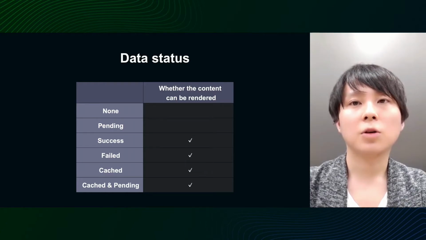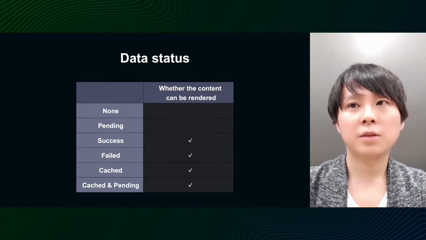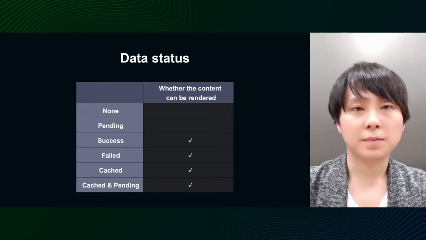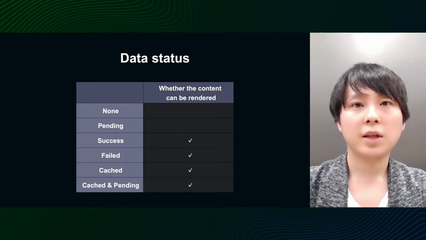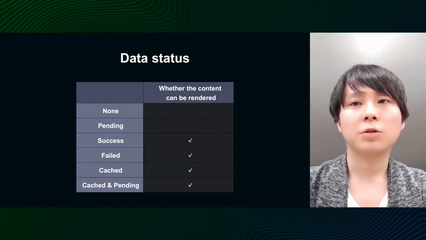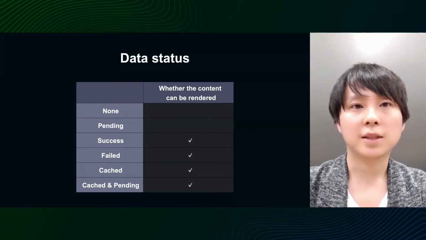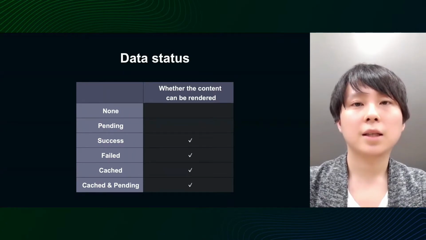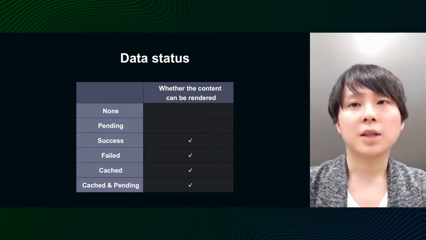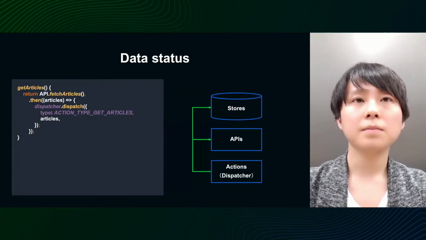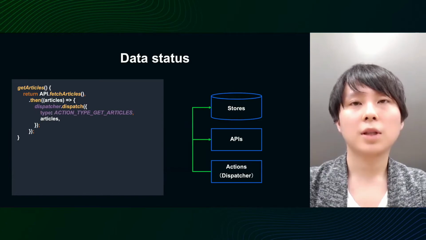If you are using local storage as a cache, you can also draw the content. In addition, whether or not the content can be rendered is a Boolean value, true or false, so it could be simply managed as a Boolean type, but in order to use the data status in other places in the future and to understand the status more accurately during debugging, it is managed in this way.